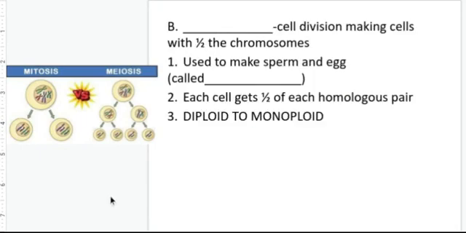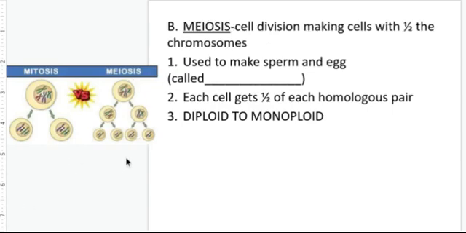On the other hand, we have meiosis. Meiosis makes cells with half the chromosomes of the parent cell. So you start maybe with 4 chromosomes if you're a fruit fly, and by the end, each cell only has 2 chromosomes. Why on earth would you do that? If you're a fruit fly, you want your cells to have 4 chromosomes. Why would you make cells with half? Because you're making sperm or egg.